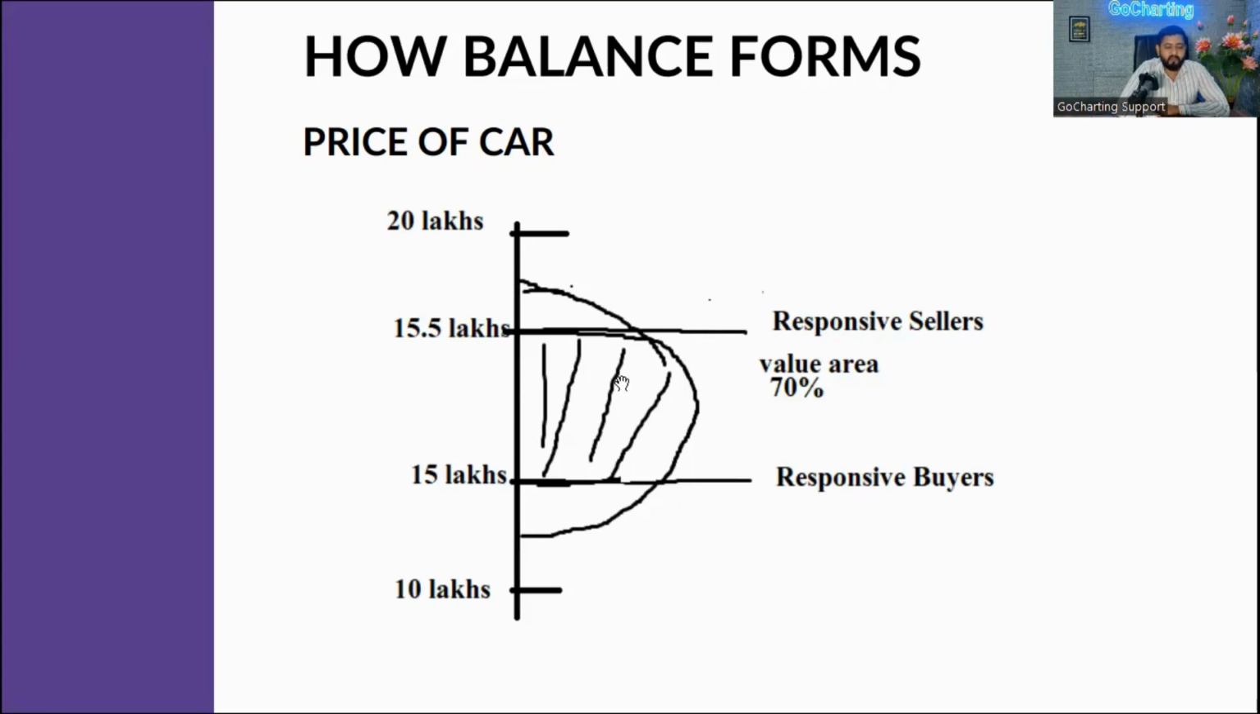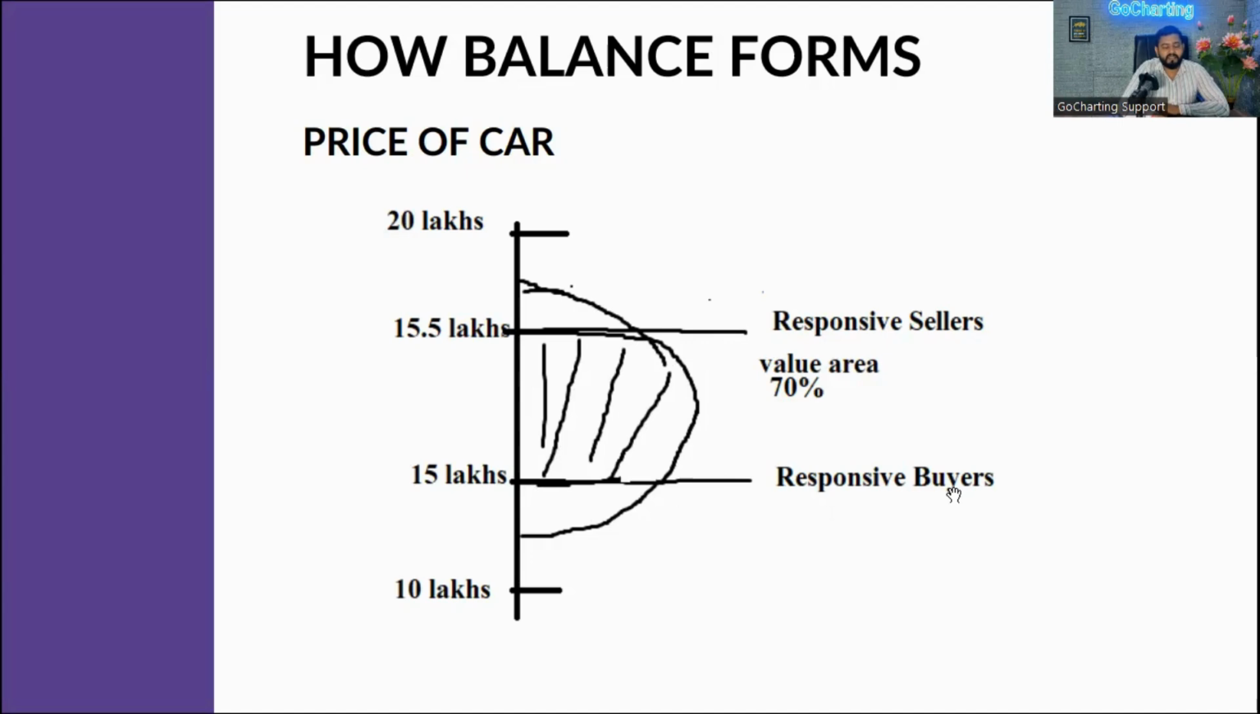Why is balance forming? Because if the price is going above, the sellers are coming, they are selling, and if the price is going below, the buyers are coming and they are buying. So that is why this balance area is forming. That is why the market is in a range. Okay. So I hope we understood the concept of responsive sellers and responsive buyers.